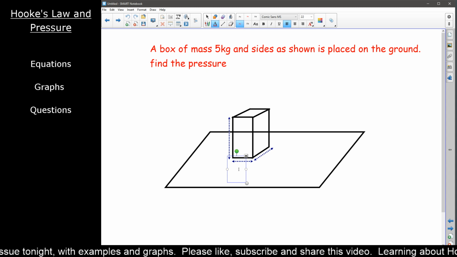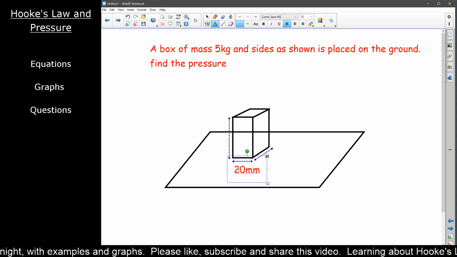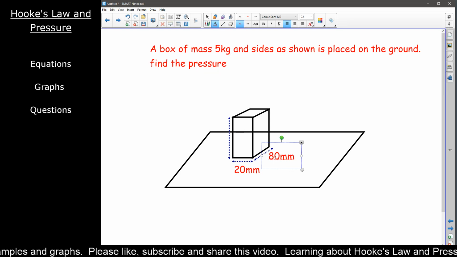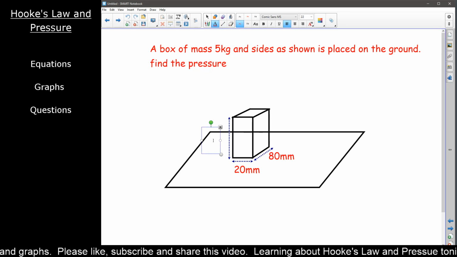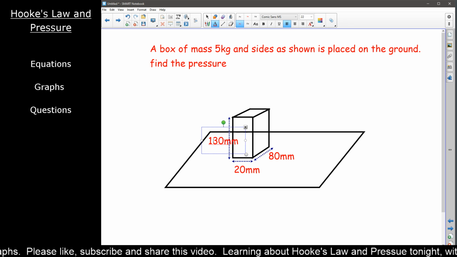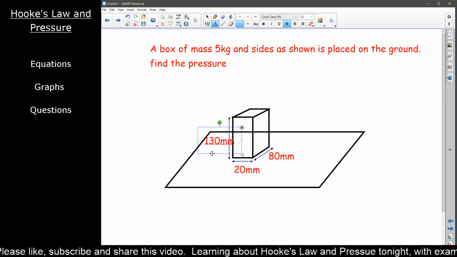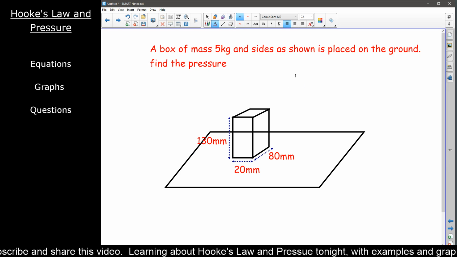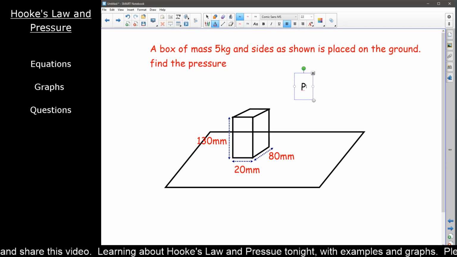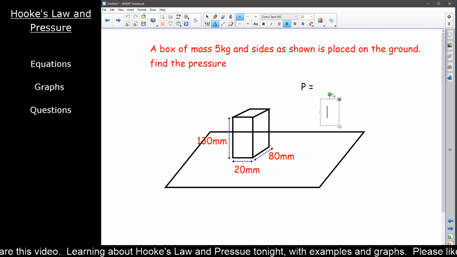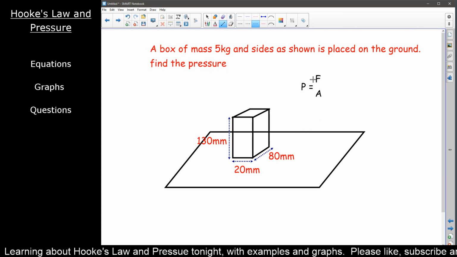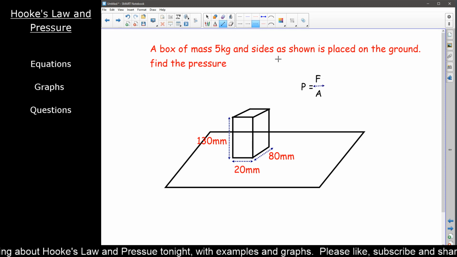Let's say this is 20 millimeters. Let's say this is 80 millimeters. This is severely not to scale, and let's say then that this is 130 millimeters up. So we want to find pressure. We know that the equation for pressure is force divided by area. We're going to shorten that a little bit. So P equals F over A. Pressure is force divided by area.